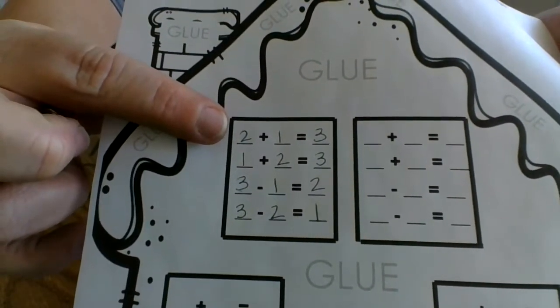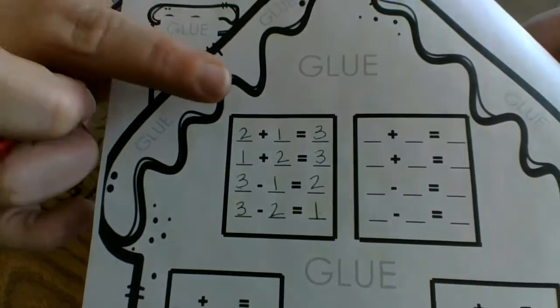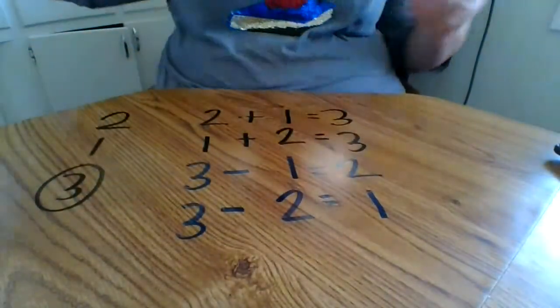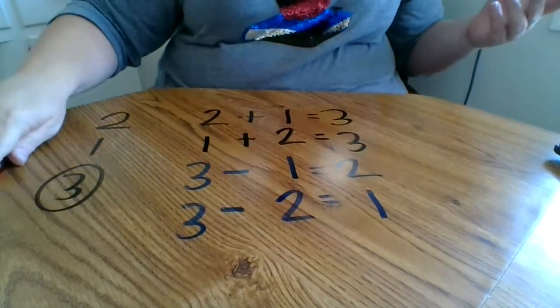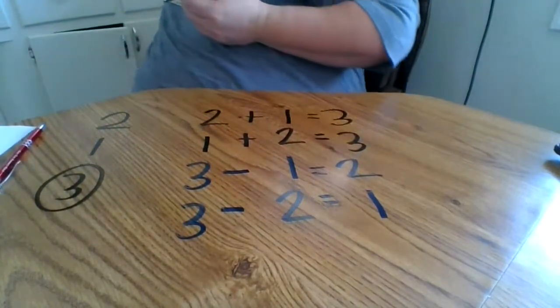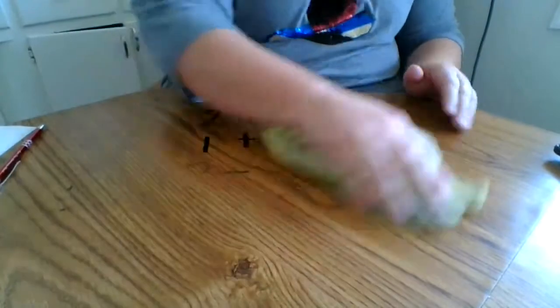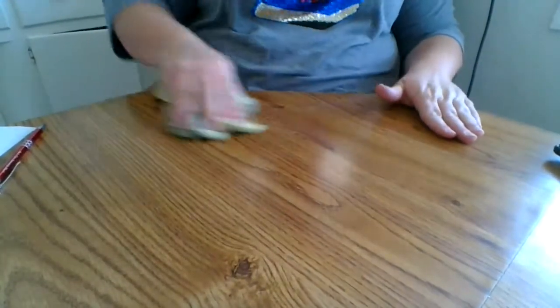All of those fact families are written right there in the box next to the chimney. Perfect. Let's go ahead. I'm going to erase my board. And we're going to do the next fact family. All right, here we go.